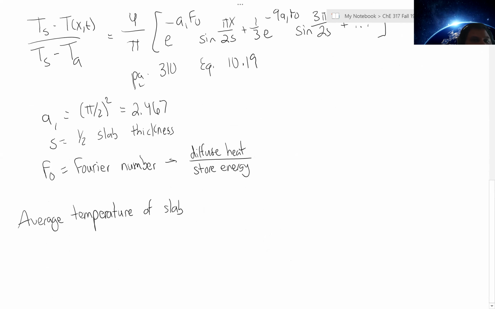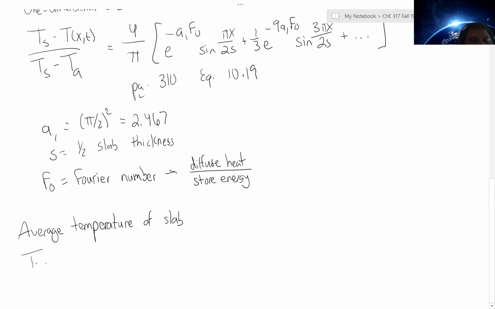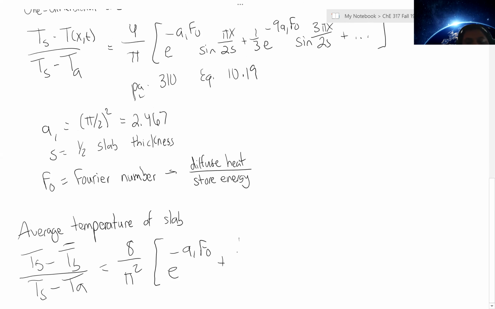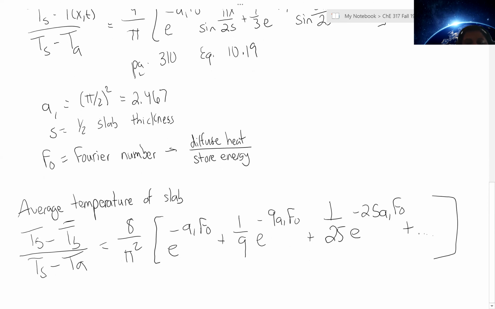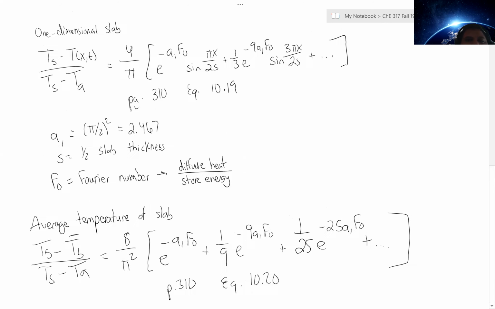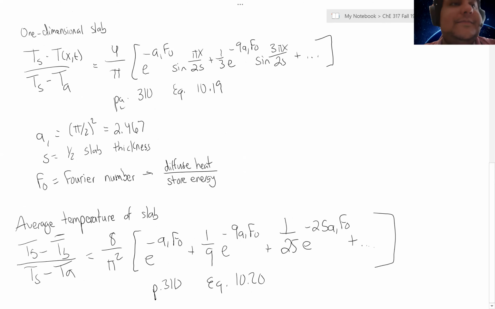I'll zoom out so that you can see a little more of this all at once. Where Ts minus Tb, the average, over Ts minus Ti equals 8 over pi squared times e to the negative a1 Fo plus 1/9 e to the negative 9 a1 Fo plus 1/25 e to the negative 25 a1 Fo. And this is equation 10.20 on page 310. And so what it means is there's a lot of series solutions that we have for these assumptions associated with one-dimensional heat transfer as it applies to transient conduction.